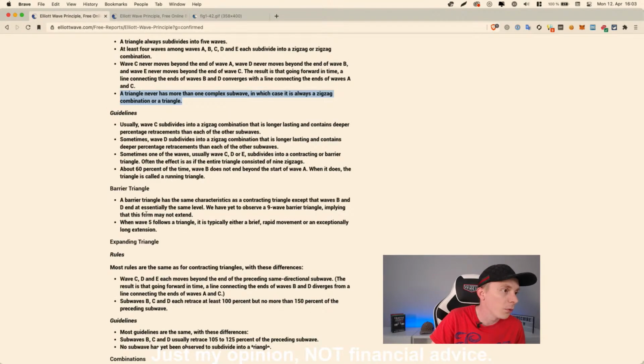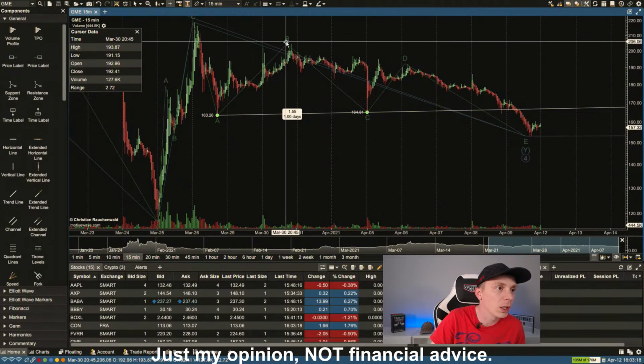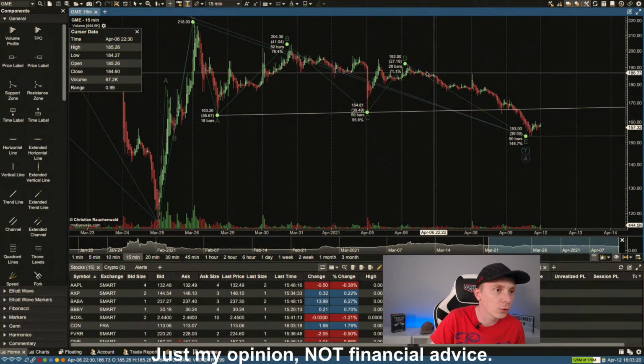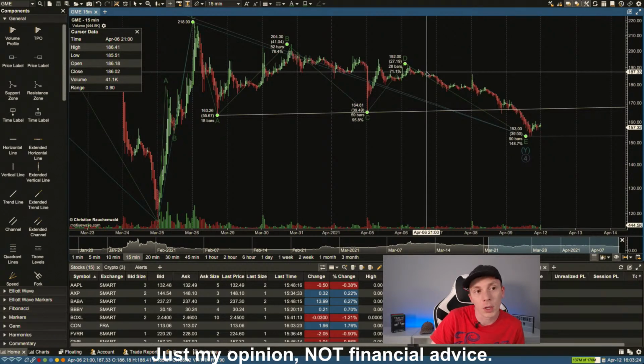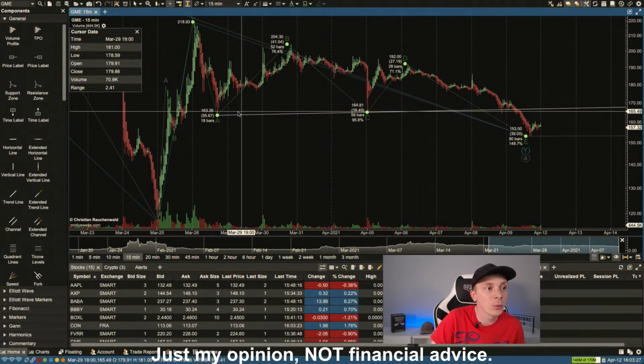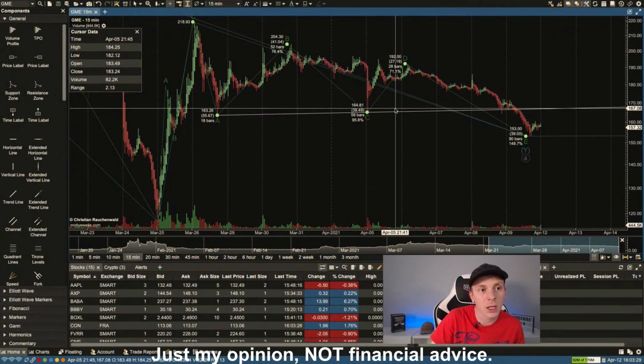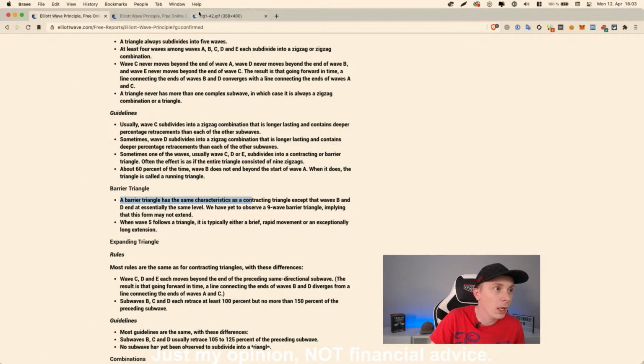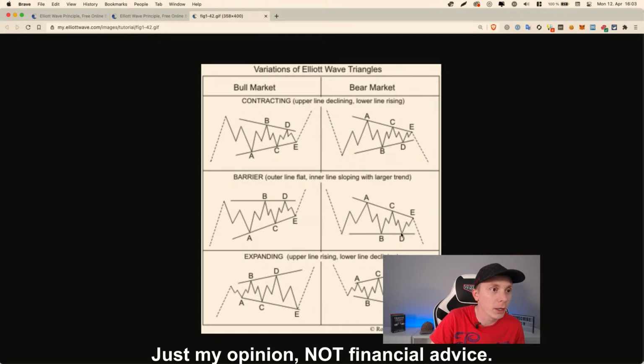And in terms of barrier triangles, a barrier triangle has the same characteristics, except that wave B and D are essentially at the same level. Yeah, so it would indicate that B and D should be the straight line, which might also be the point to say we don't have a barrier triangle. So maybe it's really just pure coincidence that those 2 points are on the same line, and it's not really a barrier triangle, but just a regular triangle like here. Yeah, but then again, wave E shouldn't go lower theoretically.